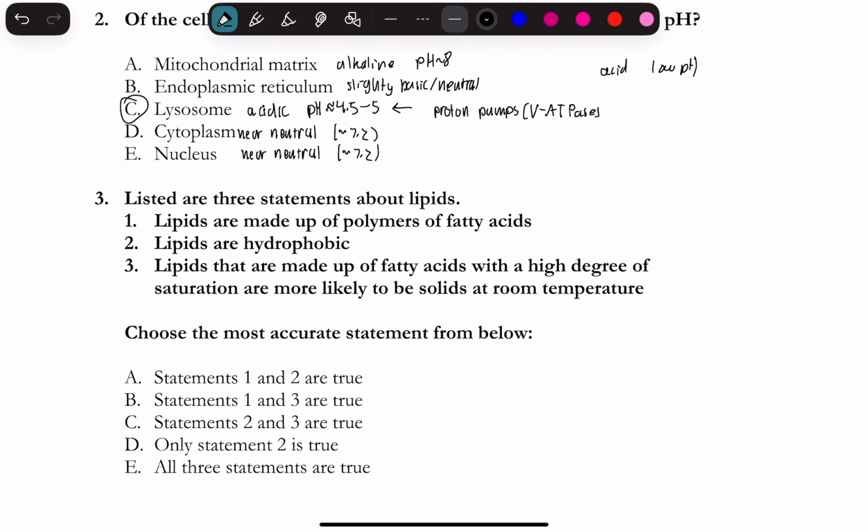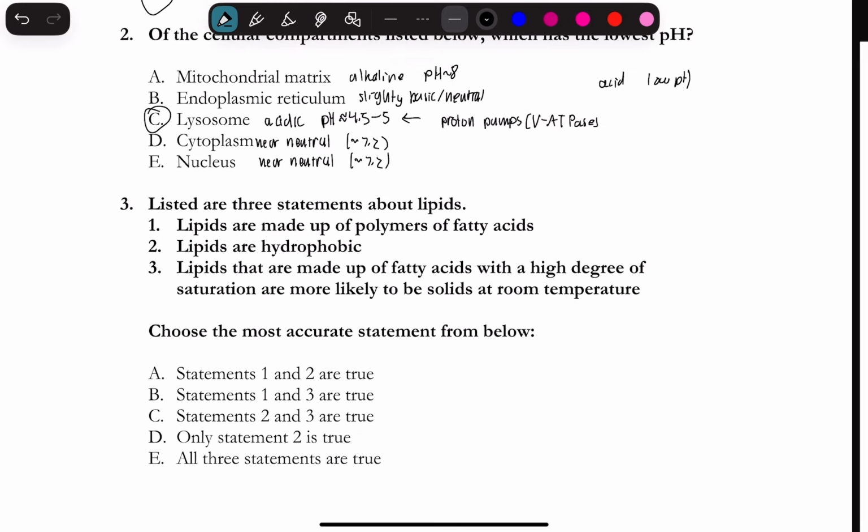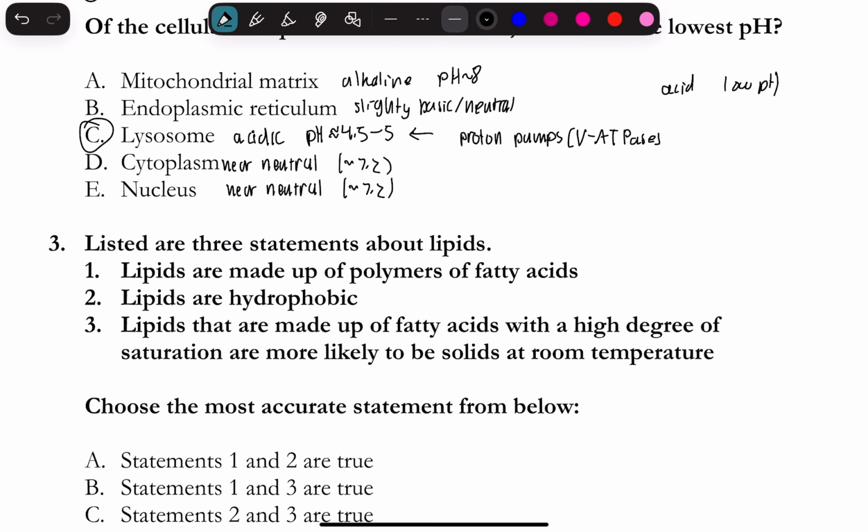Now, let's move on to our next one. A digestive enzyme, because it's digestive, has to be acidic. So it makes sense that it's the lowest pH.